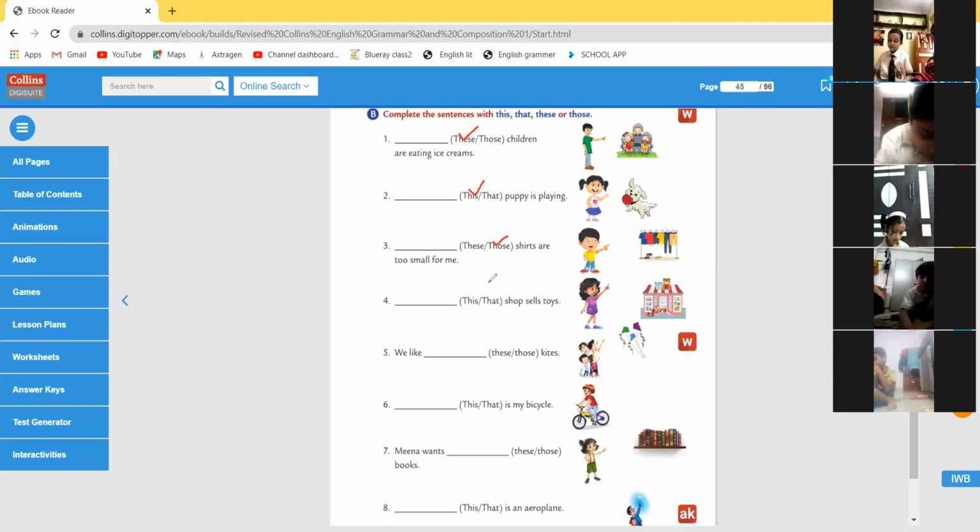No need to raise your hand. Just do the worksheet and try to understand.